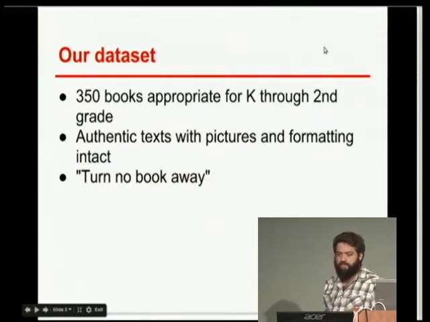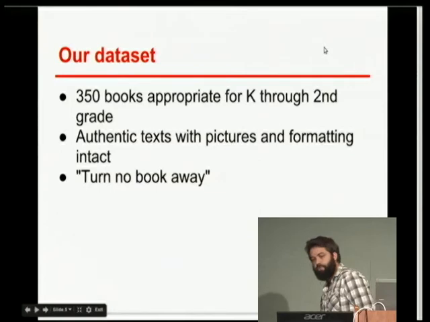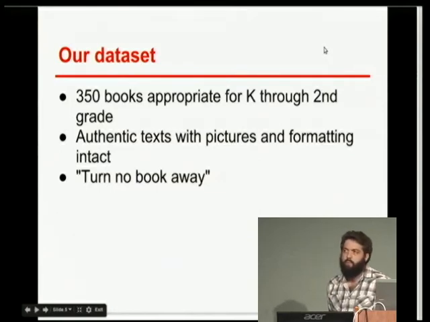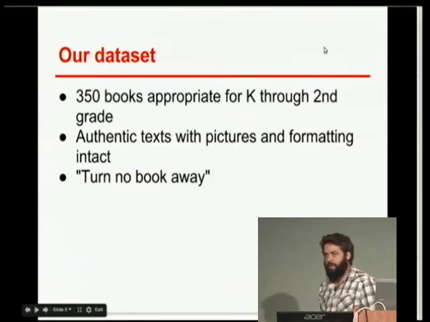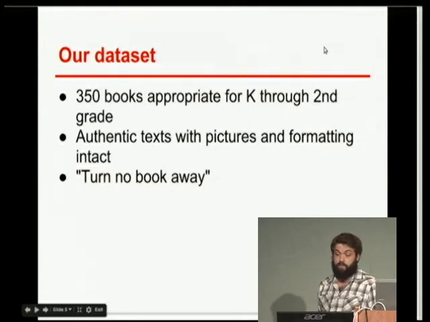So our data set is 350 books appropriate for K through 2. There are a couple of important things that we kept in mind in putting together our book set. We wanted to make sure we had authentic texts with the pictures and formatting and everything in place, because that's really important for beginning reading books. So for all of our studies, all the books were always presented with full formatting, pictures, and everything.